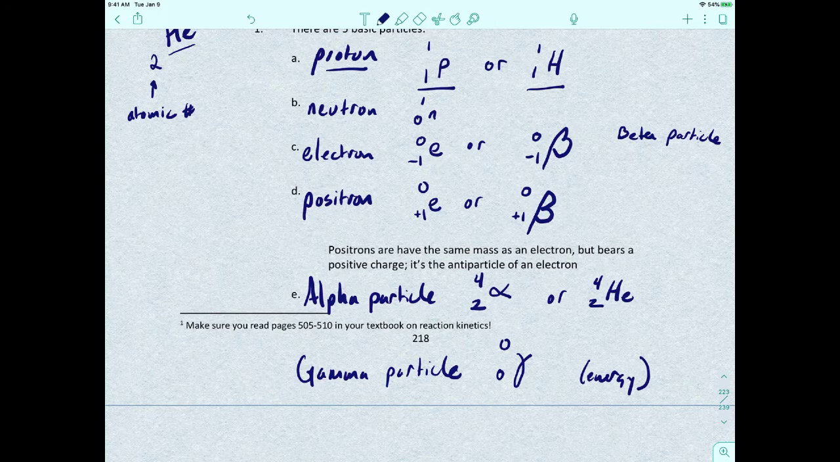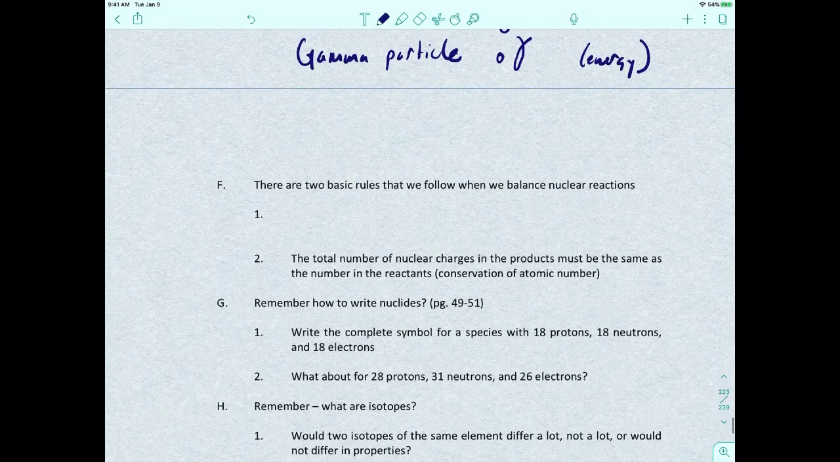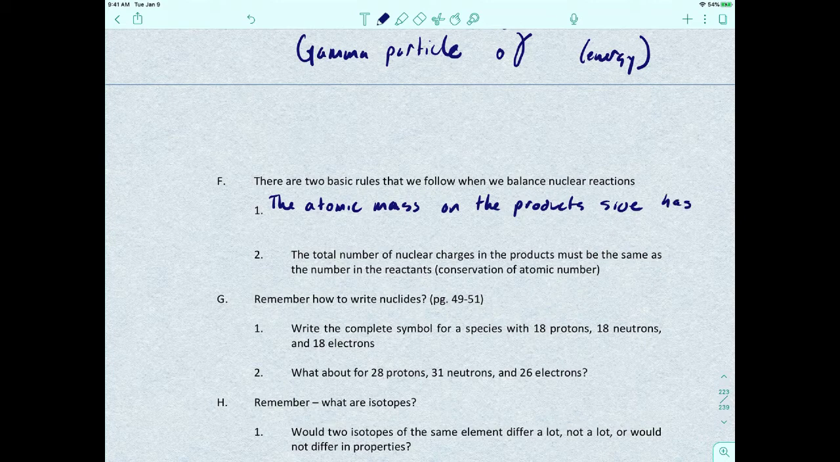Okay. Now, for balancing a nuclear equation, there are 2 basic rules that we have to follow. The first rule is this: the atomic mass on the product side has to be the same on both sides of the equation.